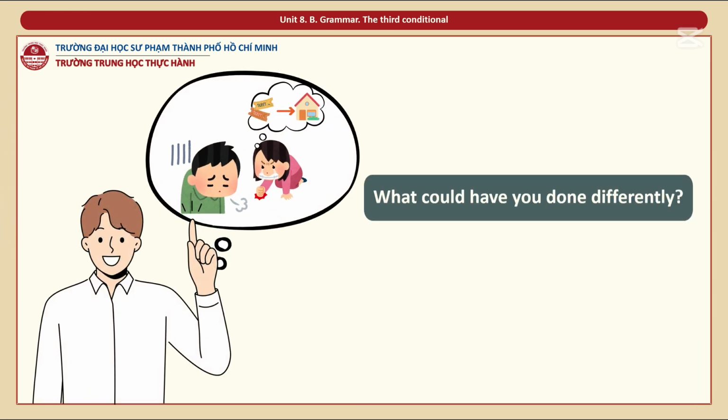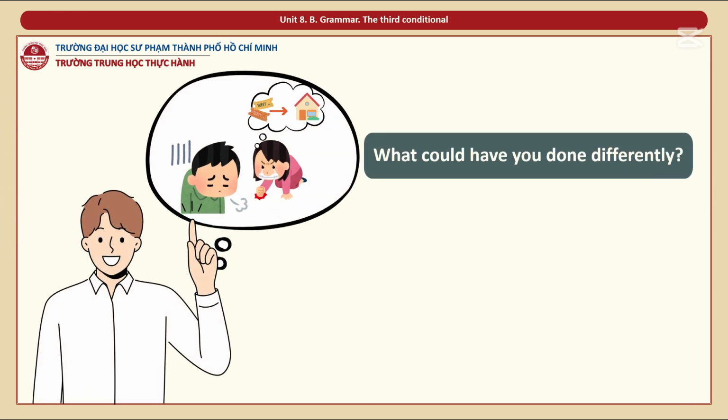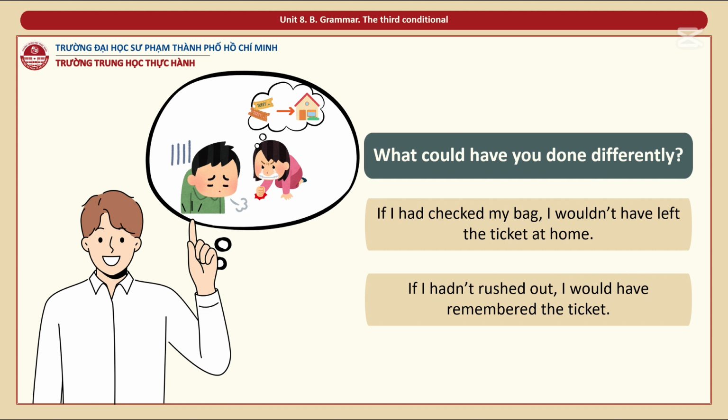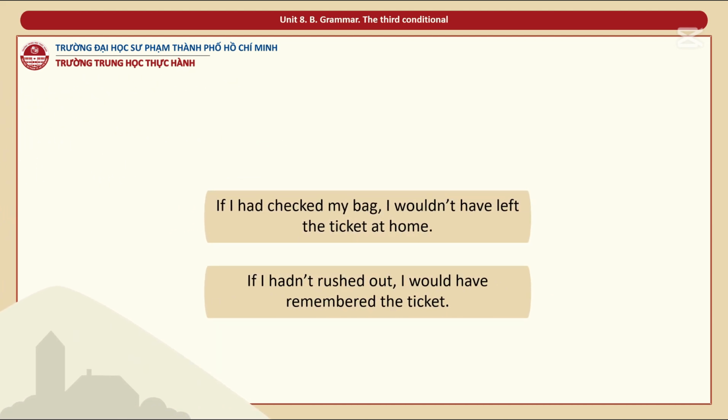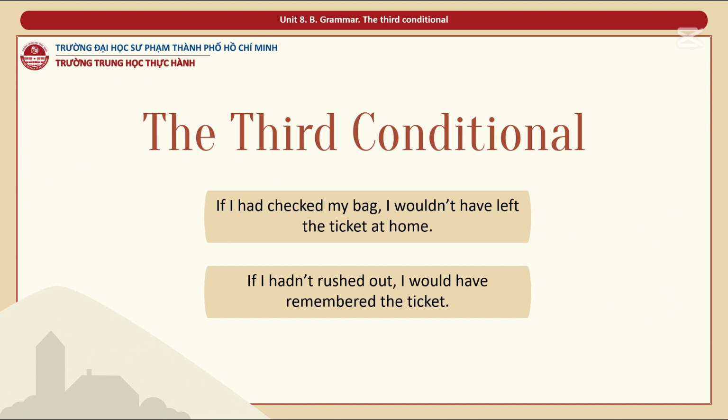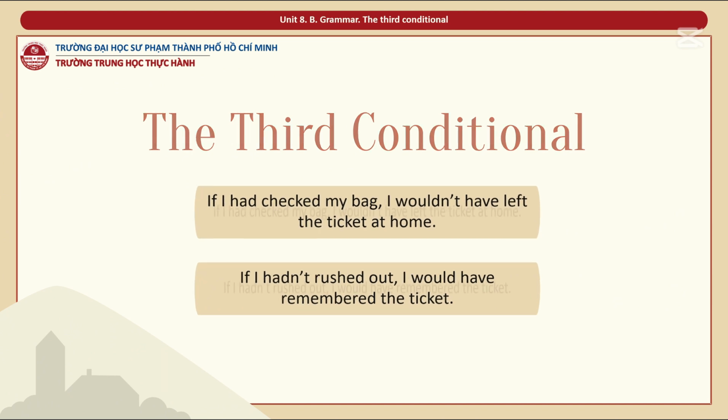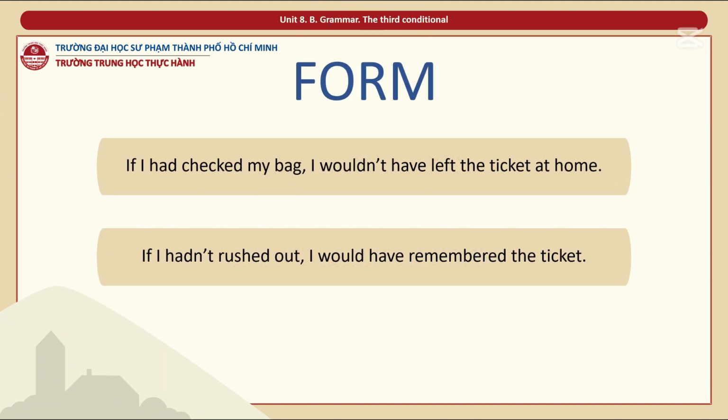Maybe, if I had checked my bag, I wouldn't have left the ticket at home. Or, if I hadn't rushed out, I would have remembered the ticket. So these are some examples of the third conditional, and that's what we're going to learn today. Now, pay attention to these two examples. Can you help me point out something that they have in common?